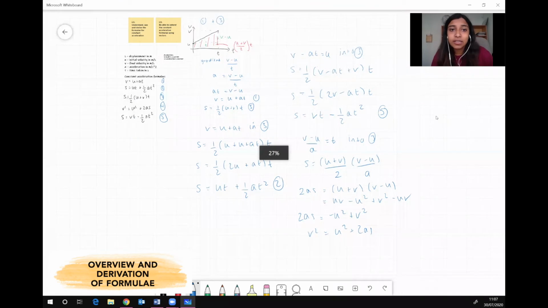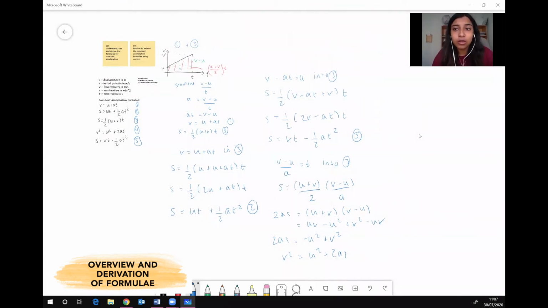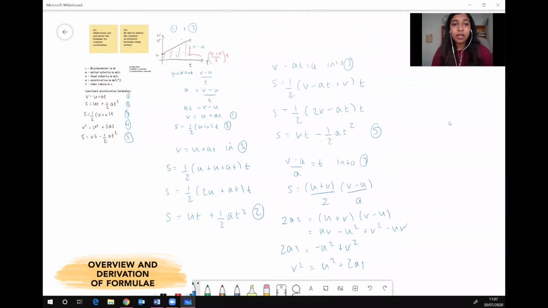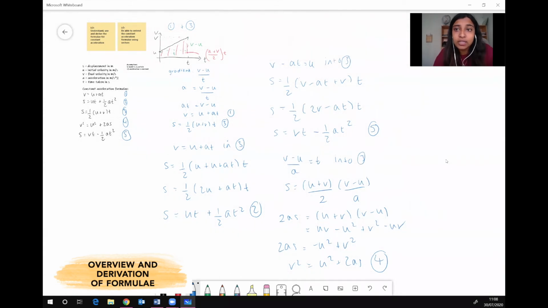So that's how you can derive all of our constant acceleration or SUVAT formulae using our velocity time graph, and then just using the two equations we got from that and rearranging and substituting to get the rest of our equations. There is another way we can derive that, and that's using calculus. So let's try that.